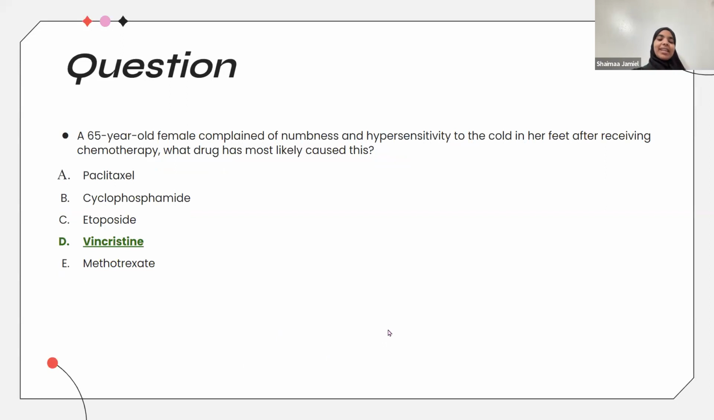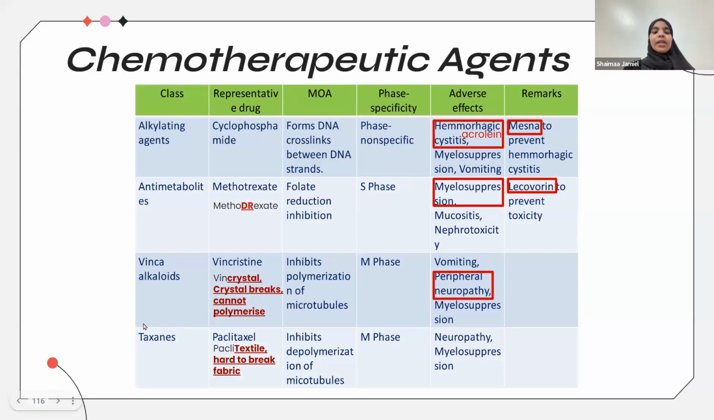Because this is peripheral neuropathy, it's a side effect of vincristine, and we're going to see the side effects of the other drugs, and then we're going to come back and see the answers. Okay, so can we move on? Basically, chemotherapeutic agents, you have to know like 8 or something. So inshallah, it's going to be very easy.